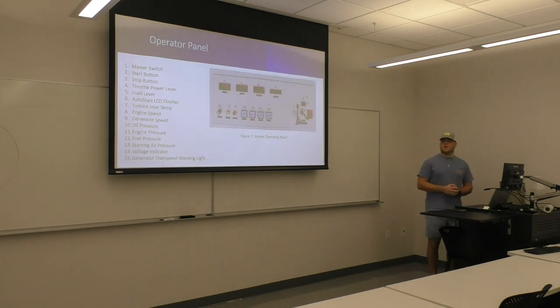So here is the operator panel. 1, 2, and 3 are your master switch and your start and stop buttons. 4 and 5 are your throttle power and your load lever. 7, 8, 9 are your turbine inlet temperature, your engine and generator speeds. 10 through 13 are your oil, engine, fuel, and starting air pressure meters. And then 14 is your voltage indicator, and 15 your generator rotor speed point.